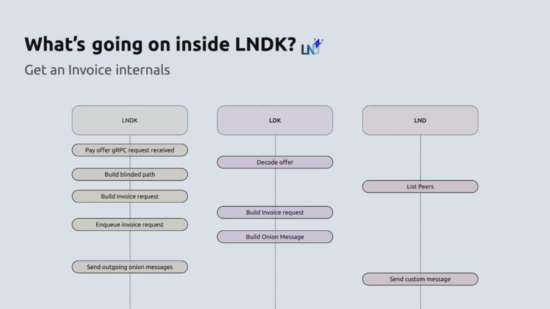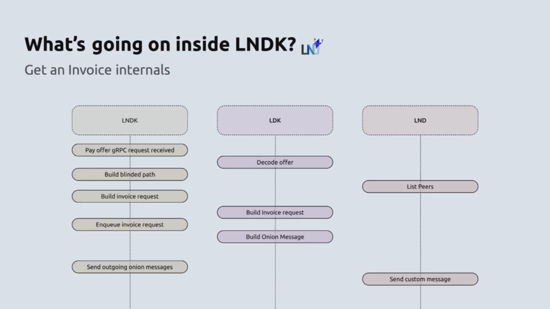Yes. So this is how we get invoices internally. So we can say what we are mostly doing on the LNDK side. Whenever we receive a pay offer or get invoice gRPC request, we just decode it and try to understand what is going on. We're going to try to build a blinded path. For the invoice, we just list the peers, and we randomly select 3 of them. When we have the peers, we build the blinded path, and then we build an invoice request, which is mostly the TLV that we're going to send.